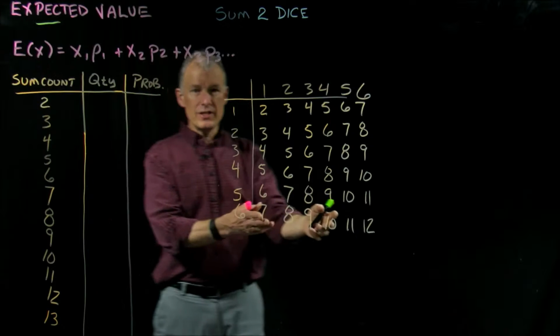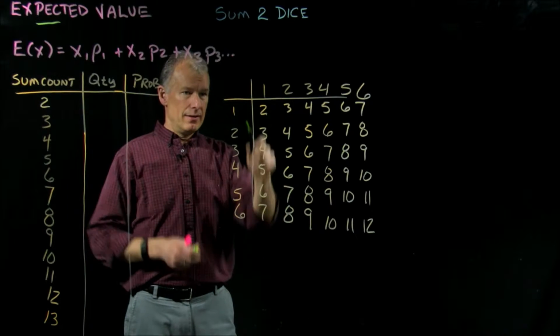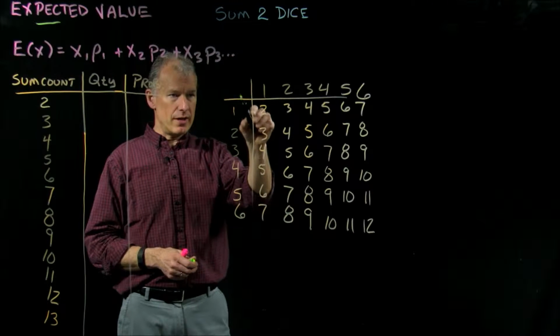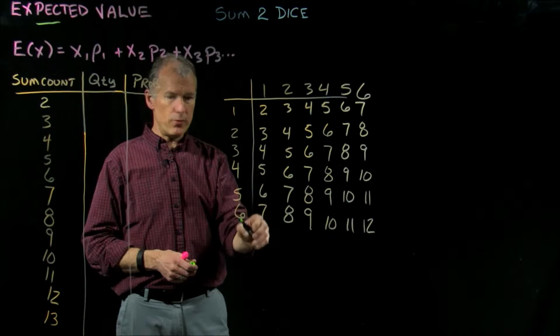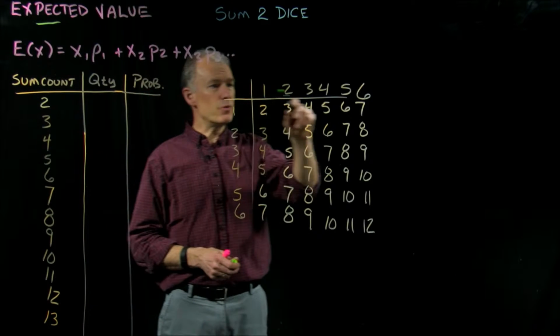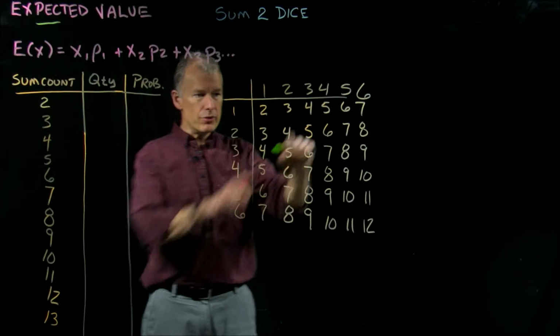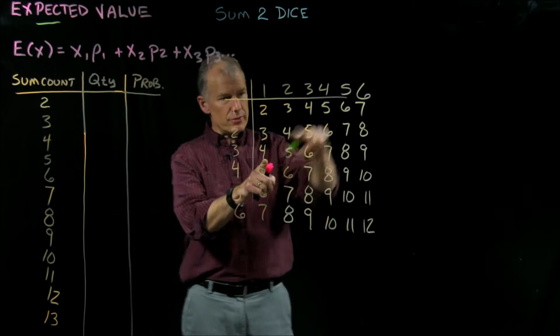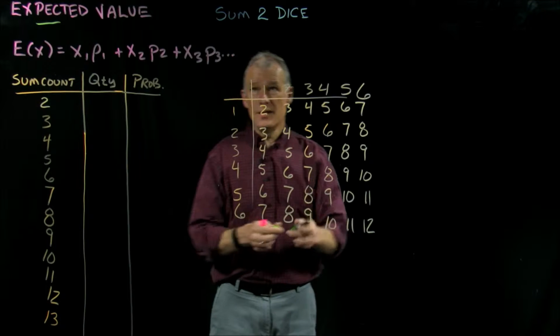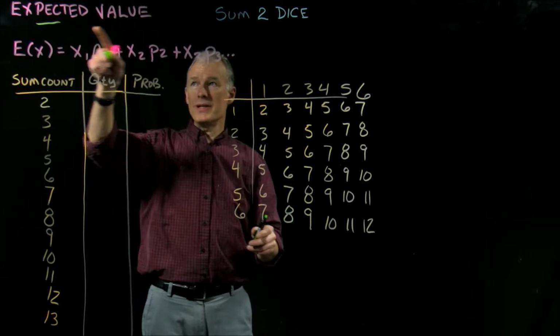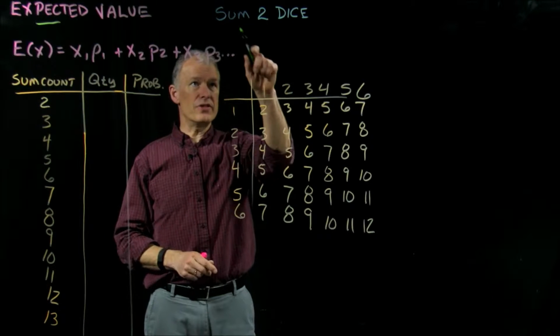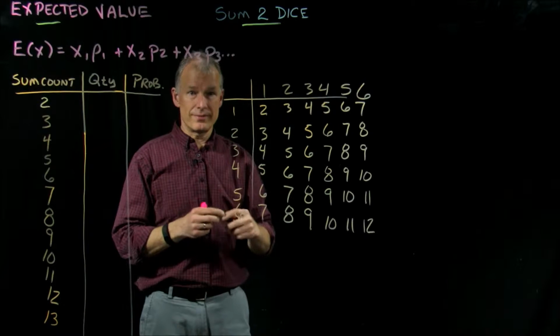So you've seen this table before, right? If I shake the first dice, 1, 2, 3, 4, 5, or 6, and the second dice, 1, 2, 3, 4, 5, or 6, you can see there's one way we can get a 2, 2 ways to get 3s, 3 ways to get 4. So again, the question is, what is the expected value for the sum of shaking 2 dice?